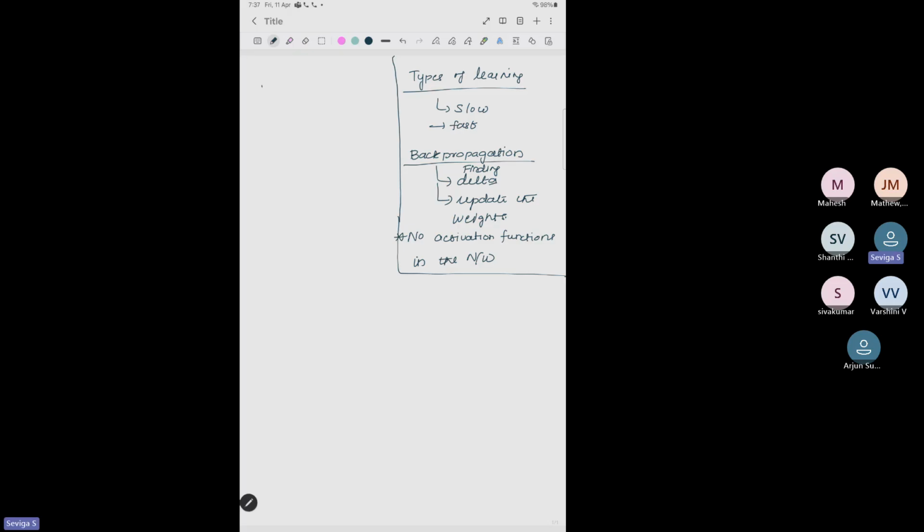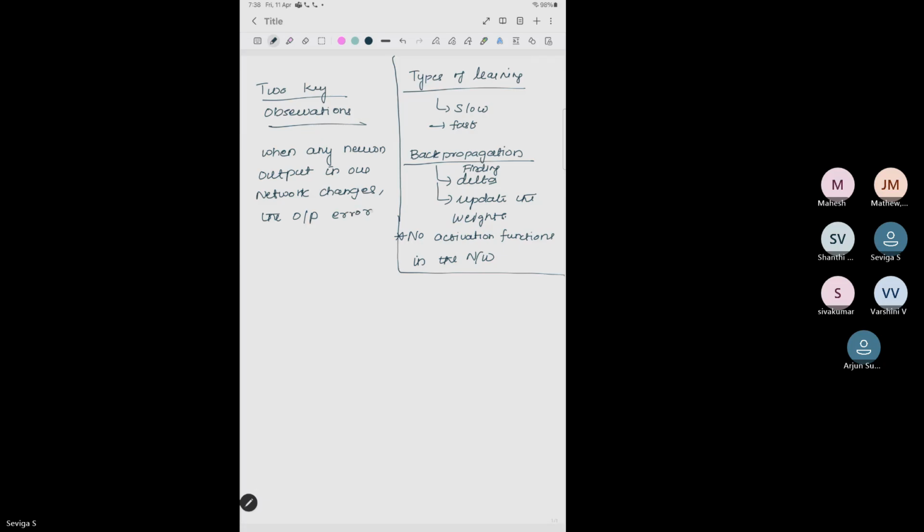So we have two key observations. We are going to learn two key observations. Both observations are coming with the assumption that the network is ignoring the activation function. Both the observations are using this assumption. So the first observation, I'll write down the first observation. So this is the first observation.